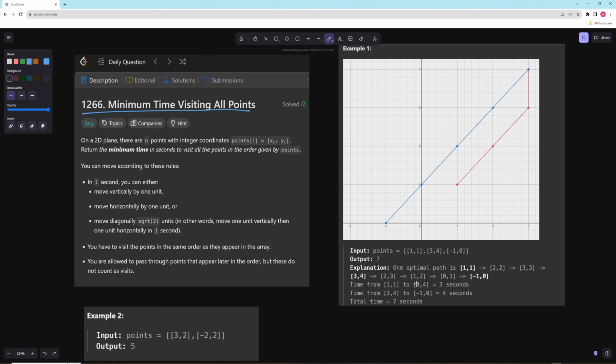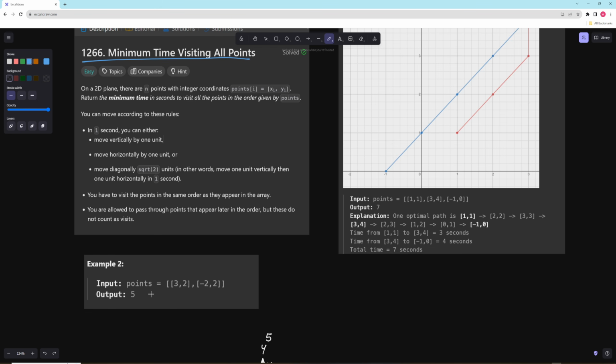So we have some points here, and they tell us how long it takes. From 1, 1 to 3, 4 takes 3. From 3, 4 to negative 1, 0 takes 4. So this is 7, and then here, this is 5.